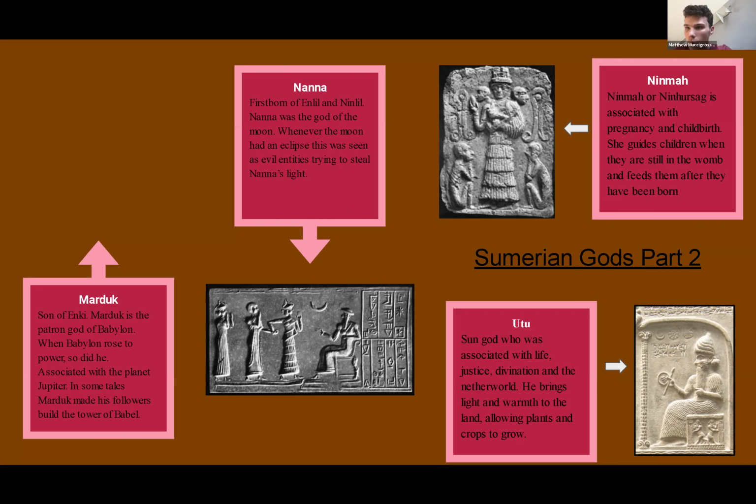Ninma, or Ninhursag, was associated with pregnancy and childbirth and was basically the fertility god or the mother god, and was associated with wounds as well. She guided children when they were still in the womb and fed them after they were born.